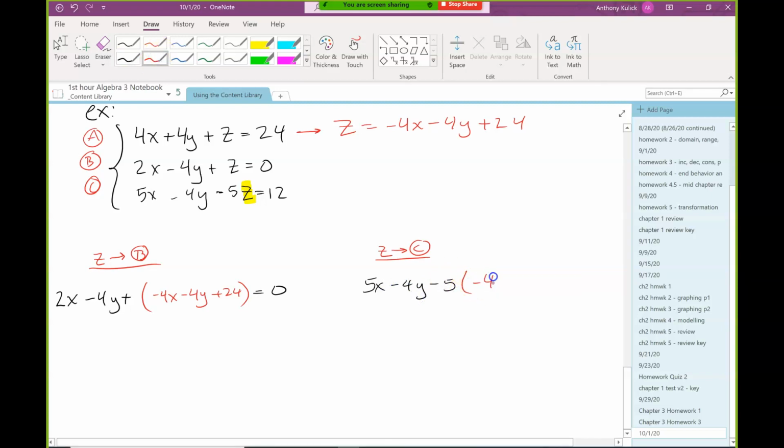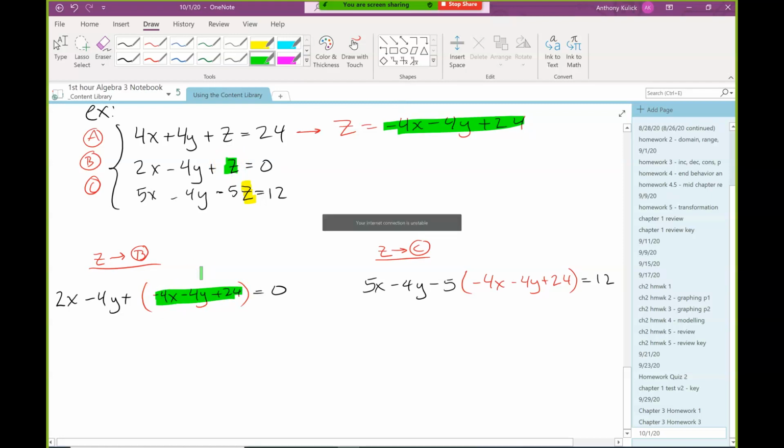Yes. So when we plug in Z for B and C, do we not have to isolate one of the variables for B and C when we put the Z value in? Correct. So we can just put it in exactly the way it looks. Which is what I've done here, right? So you'll notice here that all I've done is I've taken my value for Z and I replaced the Z in equation B, and then I took my value for Z and replaced the Z in equation C. Does everybody see that there?